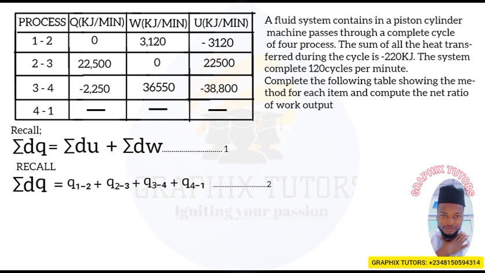Now, one thing you need to understand here is this. The internal energy is a stored energy, and the heat and work are what? Transitional energy. You have to take that. So now, if you start from the question, we are told that the sum of all the heat transferred during the cycle is negative 220 kilojoule.